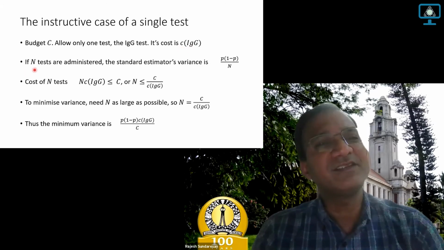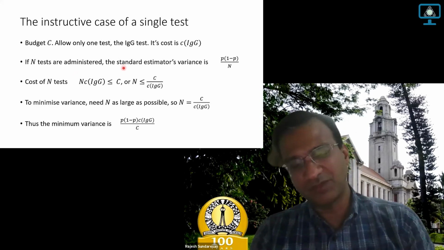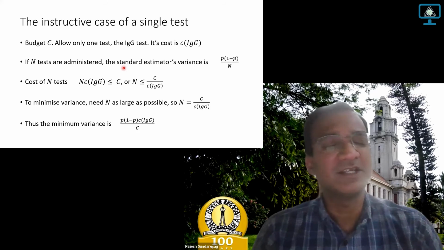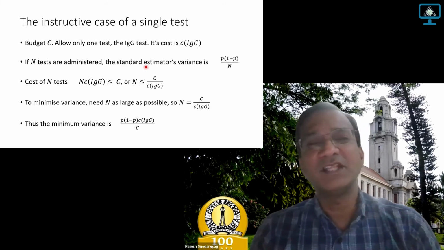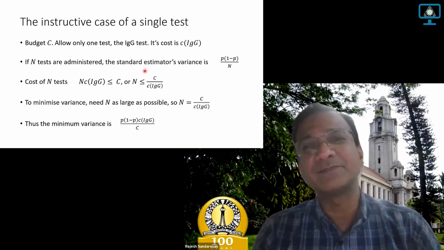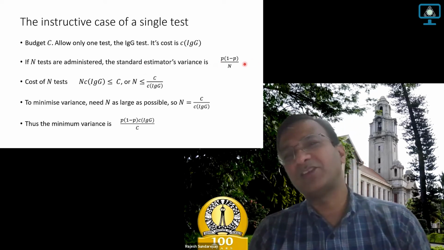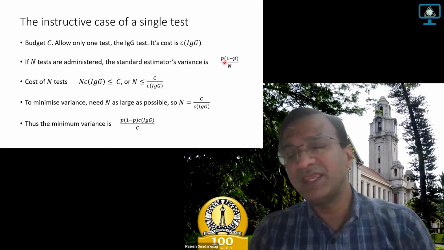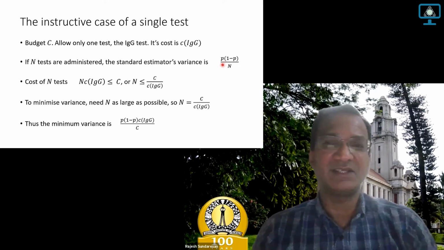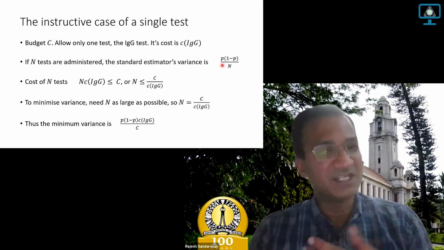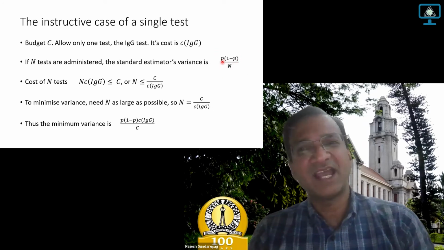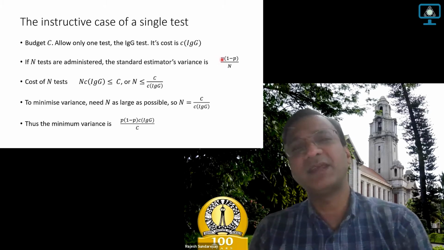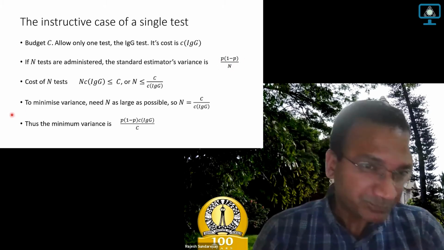So if we administer N tests, then there is a natural estimate. Some of them will be positive, some of them will be negative. You look at the positive fraction. That's the standard estimator. And the positive fraction has a variance. That's P times 1 minus P divided by N, where P is the fraction of people that had suffered infection in the past in the population. If we have this particular parameter P, the analyst will have this information. So it is P times 1 minus P divided by N.